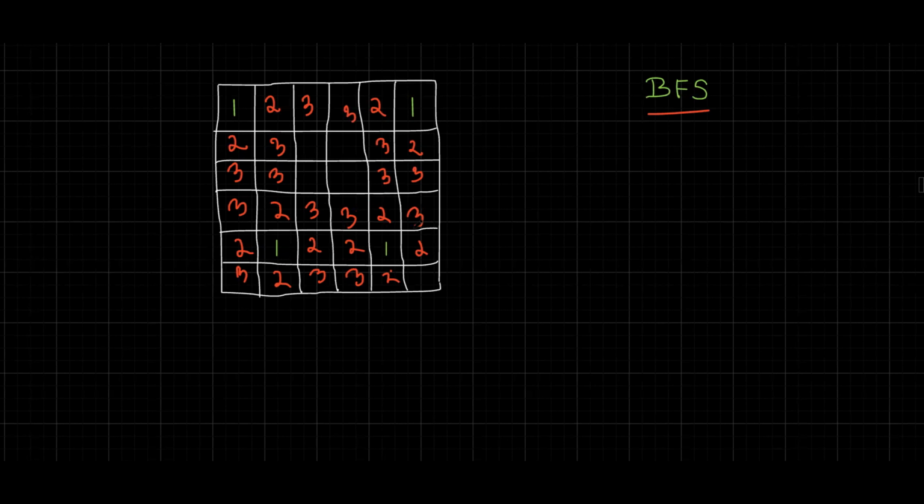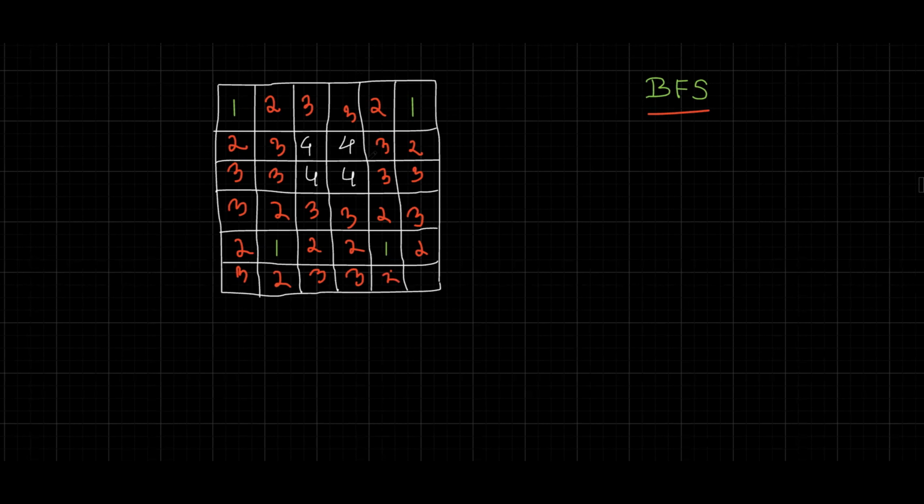That means this is the third level of the multi-source BFS. Now, we have to start the iteration again from the visited node 3. So suppose for these 3, we have to visit its adjacent cells. It should be 4, and it should be 4, and it should be 4 as well.